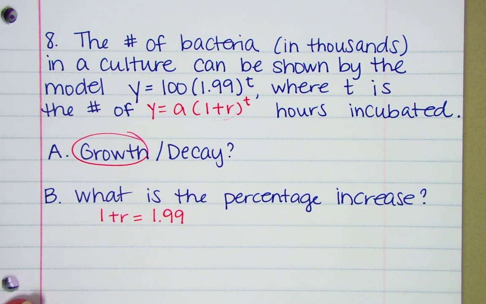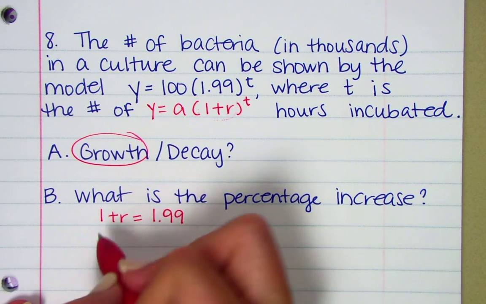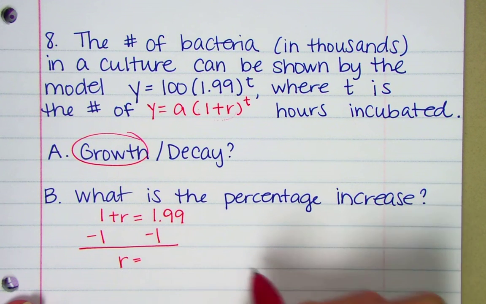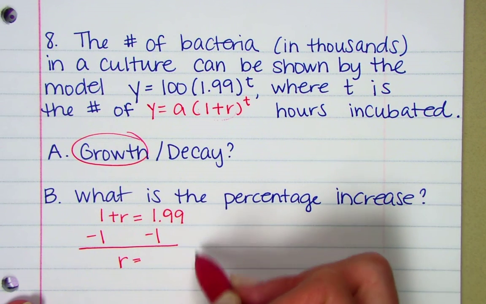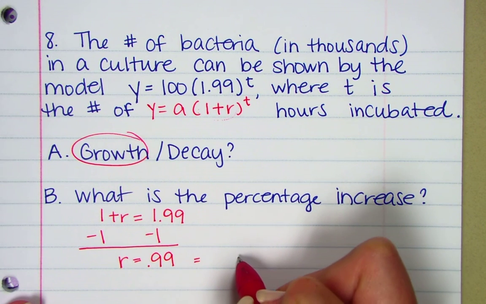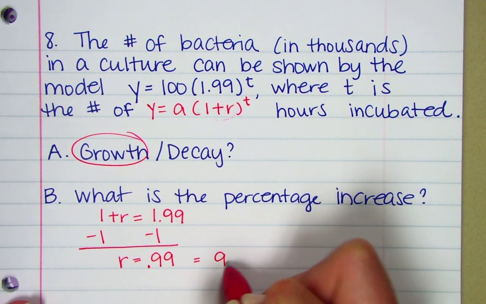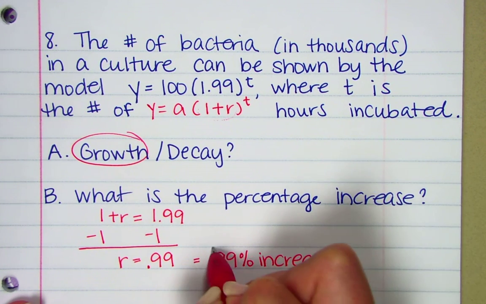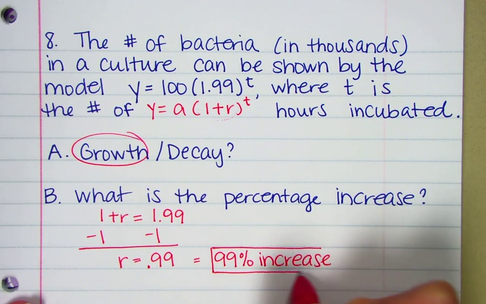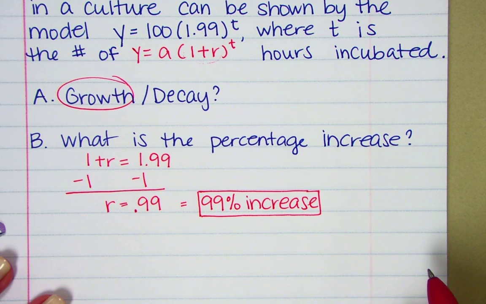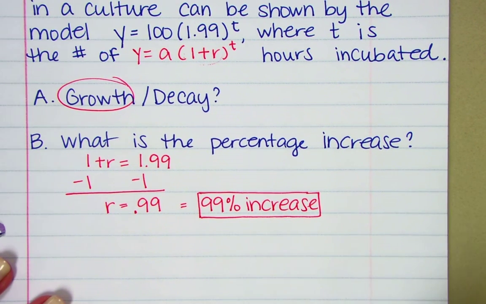How do we solve for r? Minus 1. 1.99 minus 1? 0.99. So what's the percentage? 99%. 99% increase. This one's easy to see because you just know it's what's above 1. With growth, it's easier to see because we can see 0.99 right there.